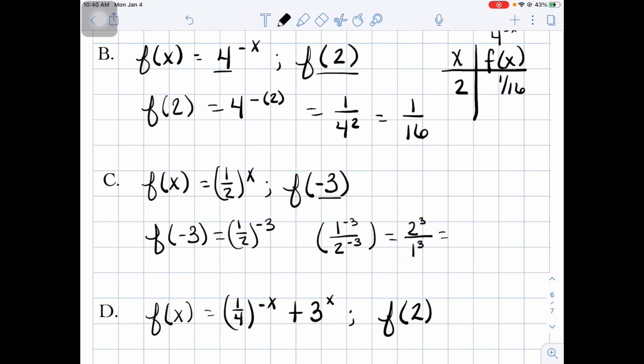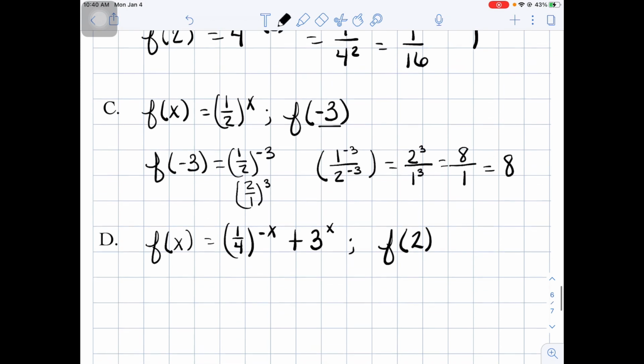This gives us 2 times 2 times 2 is 8. And 1 to the third is 1. So this is the same thing as 8. Okay. You could have also seen this if this was a negative first. You could automatically flip it upside down, and this becomes then positive. You could do it that way as well.